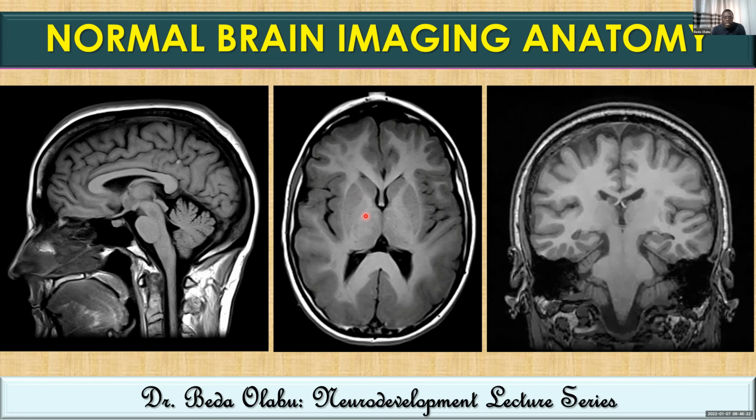Got this with the basal ganglia, and these are the thalami. There's the anterior horn of the lateral ventricle, and that's the posterior horn of the lateral ventricle. Looking at this one, that's the lateral ventricle. This is the fourth ventricle. So these are lateral ventricles as well.